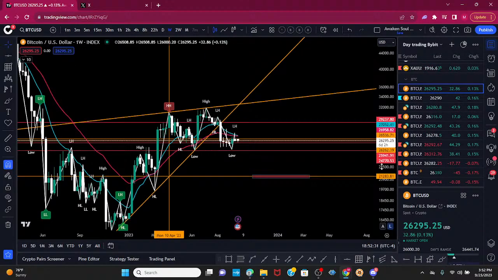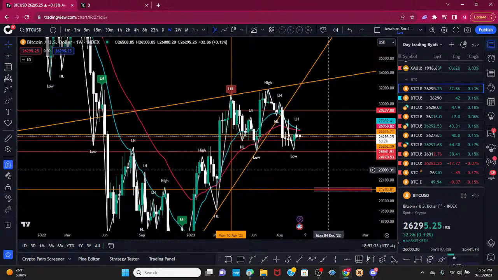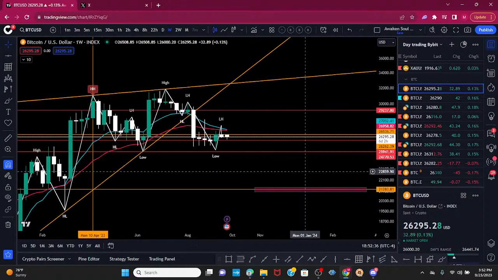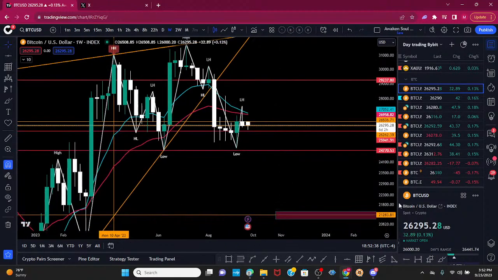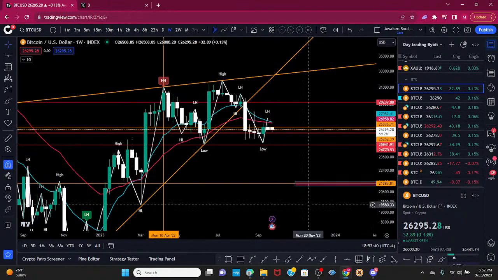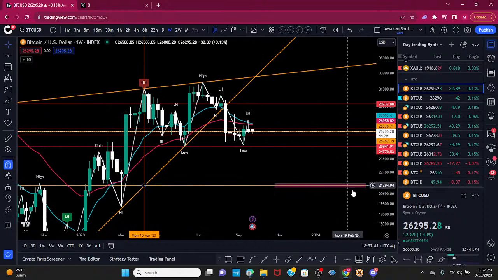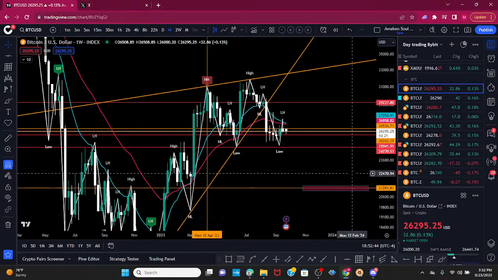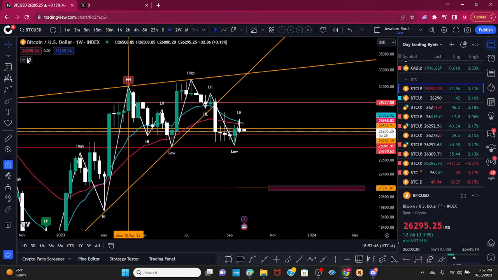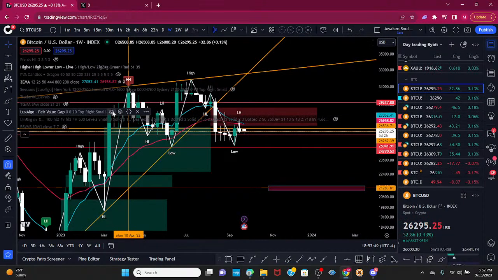Back to my Bitcoin here. On the weekly, again, market structure. We have our range. We have some weekly trend lines. Anything else we could do? Let's look at our liquidity.